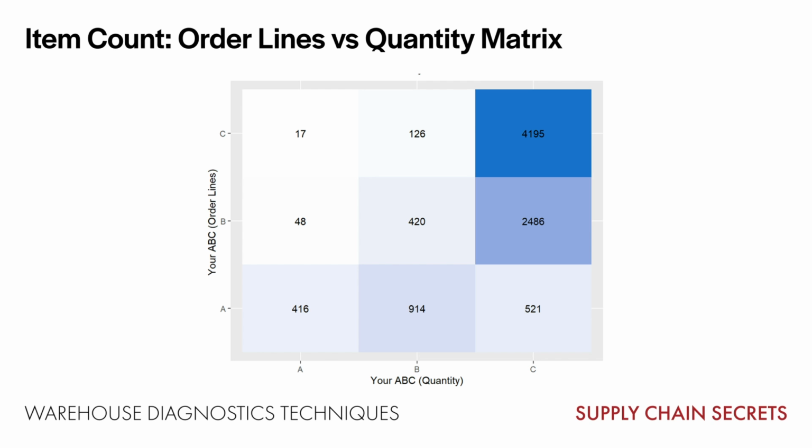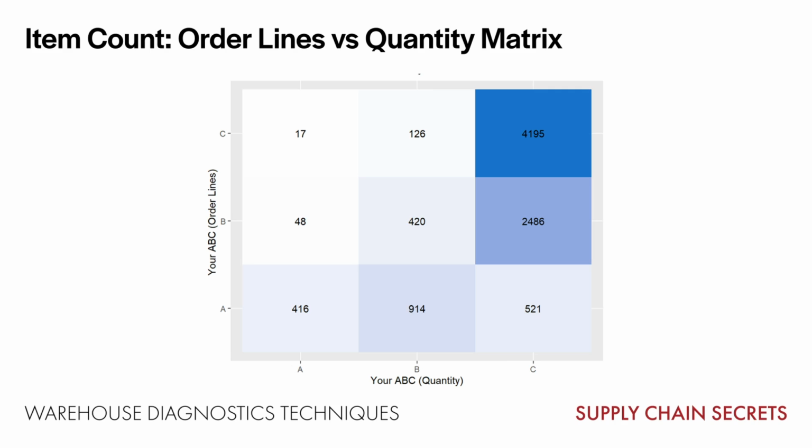On the bottom axis, we've actually got an ABC by quantity of items, and then on the Y-axis, we've got the ABC of order lines. So we're looking at the SKU throughputs in terms of how many are represented at an order line level, and how many are represented at a raw item level. And what it's doing is really focusing in on the fast moving items.